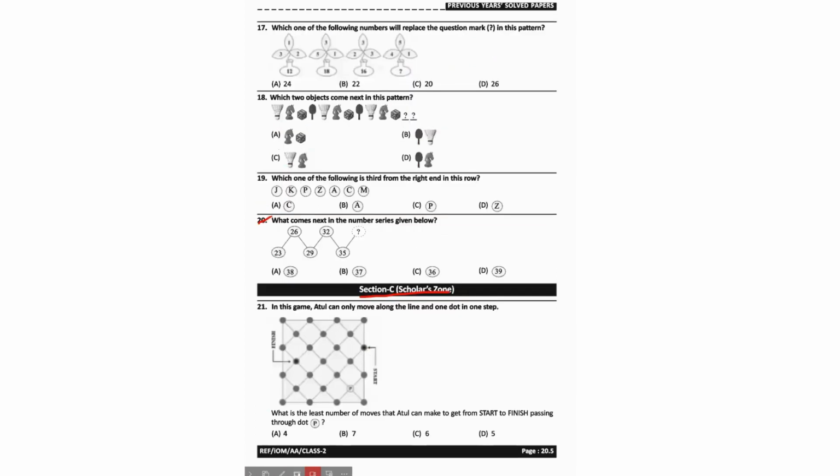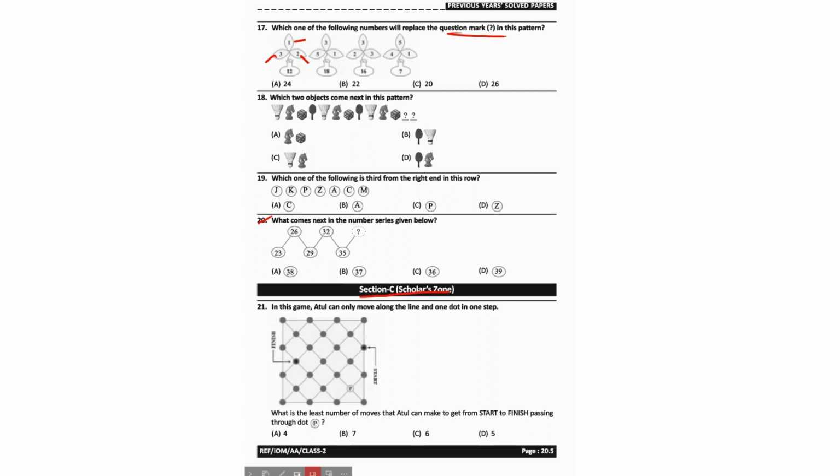Moving on to our next question, number 17. The question says, which one of the following numbers will replace the question mark in the pattern? Over here, a particular pattern is followed. You need to first identify the pattern. If you just check this, 3, 2, and 1, 3 plus 2 plus 1 gives you how much? 3 plus 2 plus 1 gives you 6.